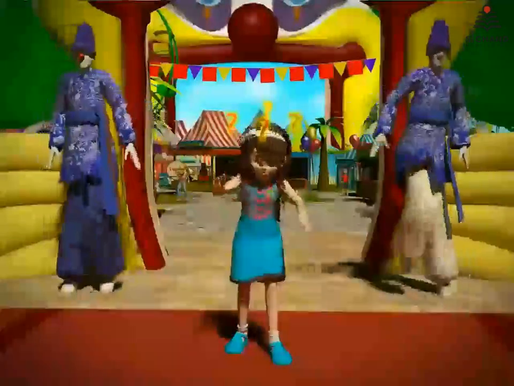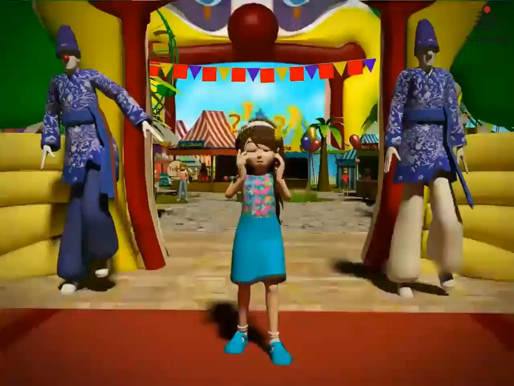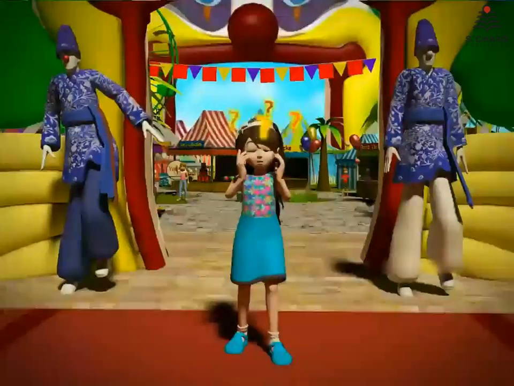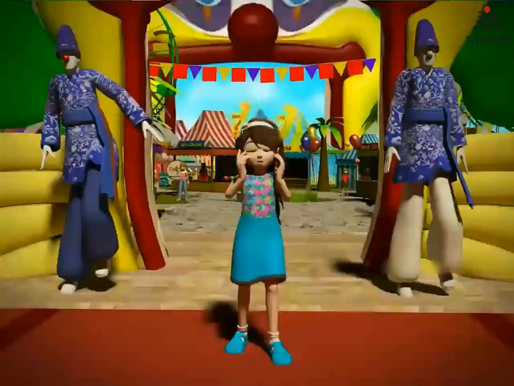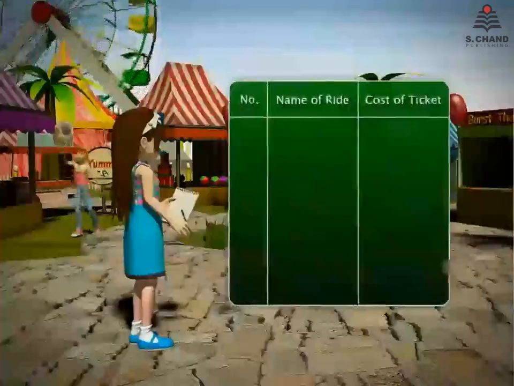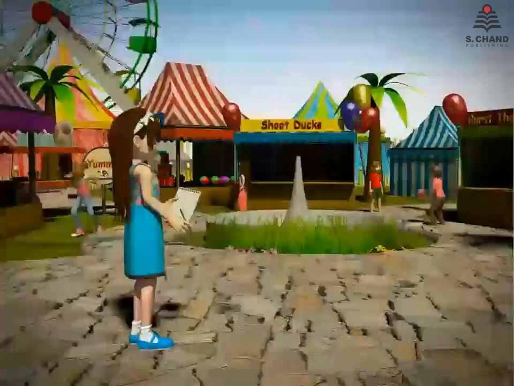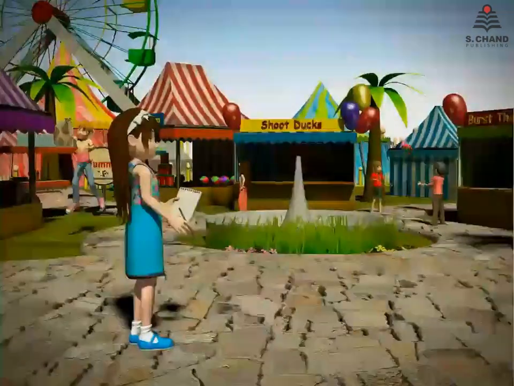Oh, Sela appears confused. No problem, Sela. Let us go and collect information about the rides in a table. Maybe that will help you answer our questions. Here is a table that we can use. So, let us begin collecting information about the rides.